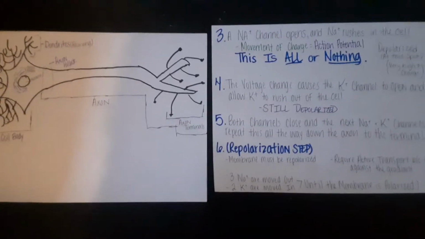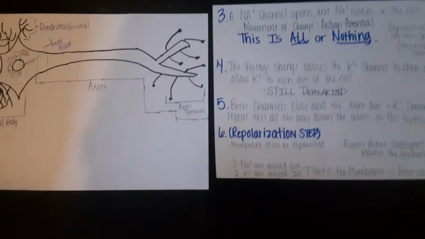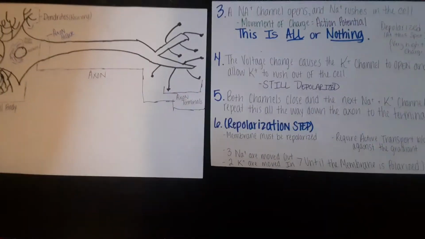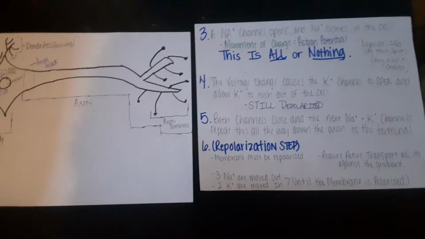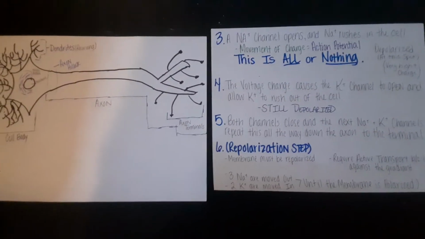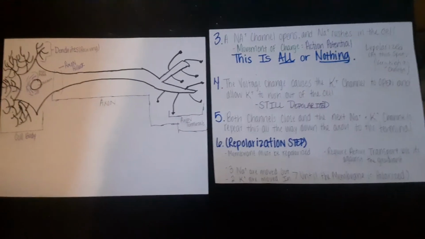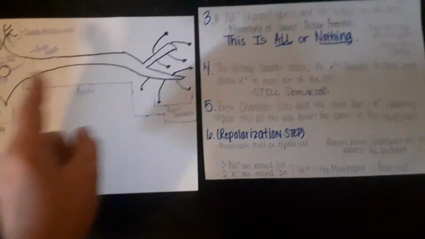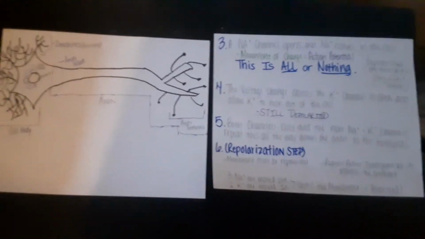Then, once those voltage-gated channels sense that there's all this sodium in there, it tries to balance it out by sending all the potassium outside of the cell. So, open and allows it to rush out. At this point, the cell is still depolarized. Next, both channels close, and the sodium and potassium repeat all the way down the axon hillock and all the way down the axon to the axon terminals, stimulating that muscle contraction.